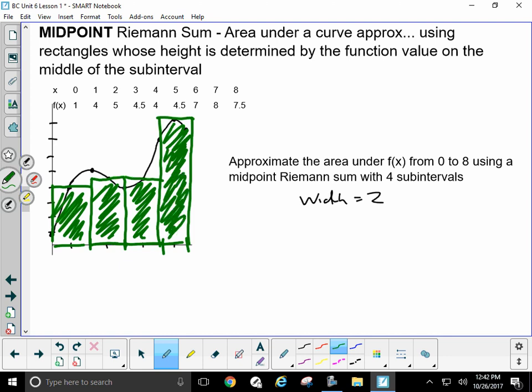Hurry up though, you don't want to miss the trapezoids. Area, using a midpoint Riemann sum with 4 subintervals is approximately, going up here to my table, I like to list off the bases, circle the heights.